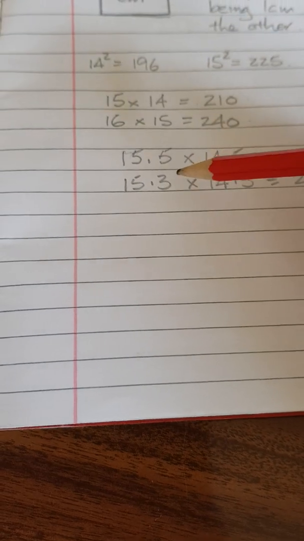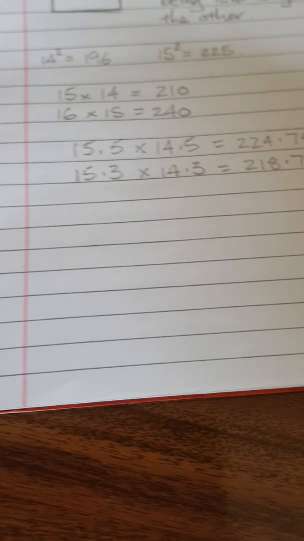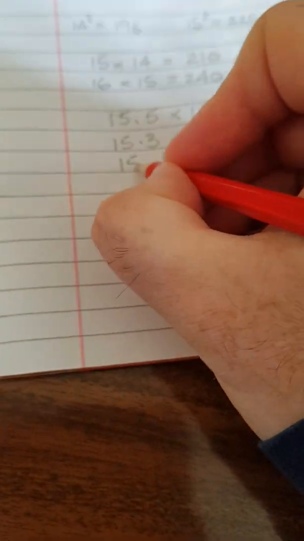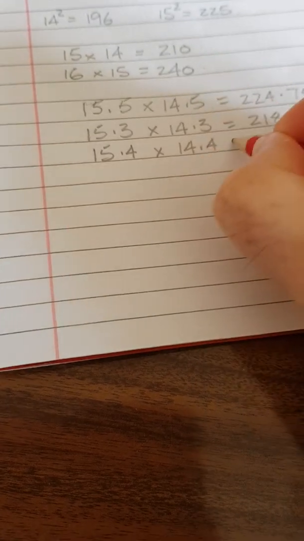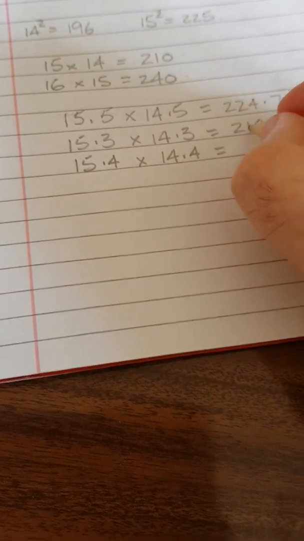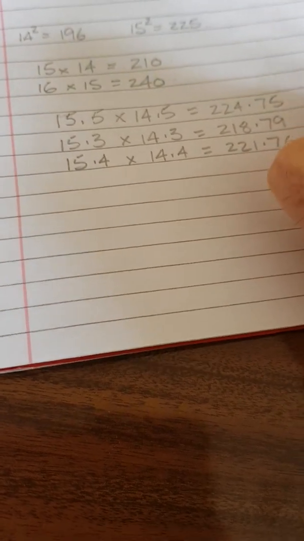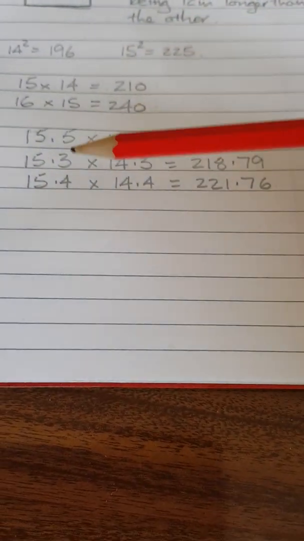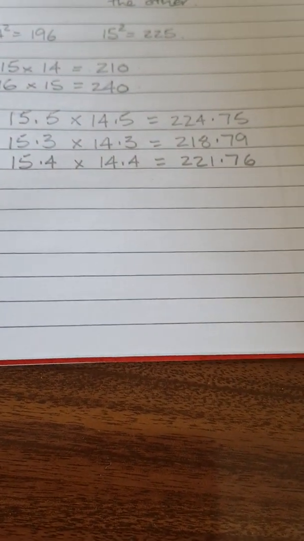So that means it's an answer that's somewhere between 15.3 and 15.5. Okay, so this was too big, this was too small. Let's try 15.4 times 14.4, 1 centimetre smaller. If I put that into my calculator, I get 221.76. Okay, so basically I have an answer which is going to be somewhere between 15.3 and 15.4. Now I have to round to get my answer to 1 decimal place.